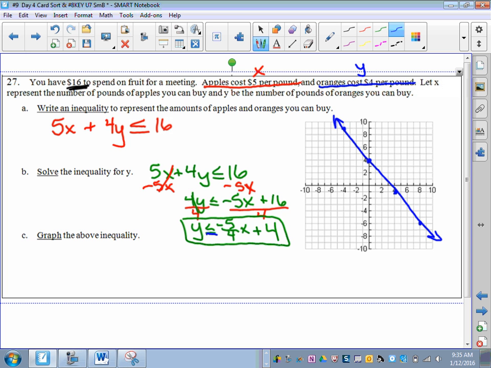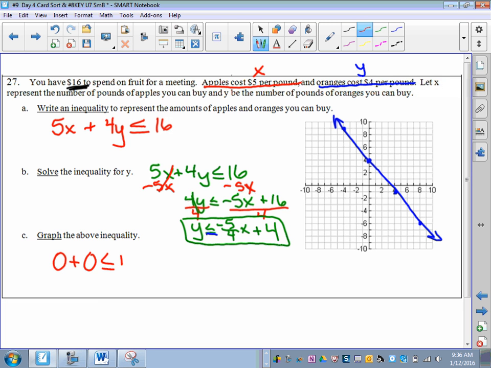All right, let's test the point 0, 0. 5 times 0 is 0. 4 times 0 is 0. Is 0 less than or equal to 16? Yes. If you have 0 cookies and I have 16 cookies, do you have less than I do? Yes. So this worked. 0, 0 is a solution, so I want to shade that side.